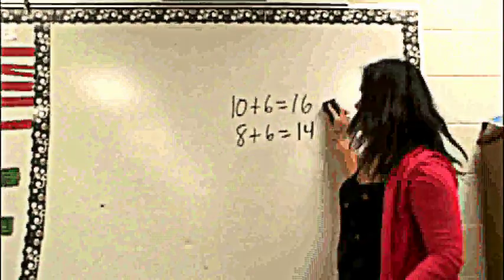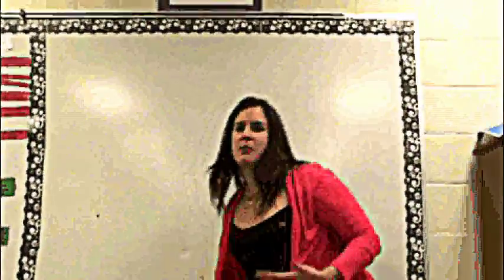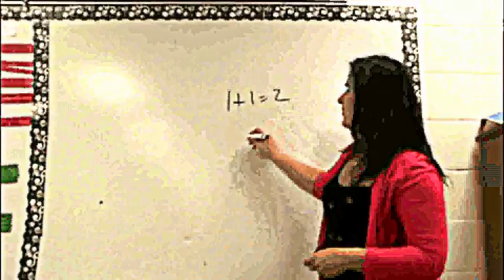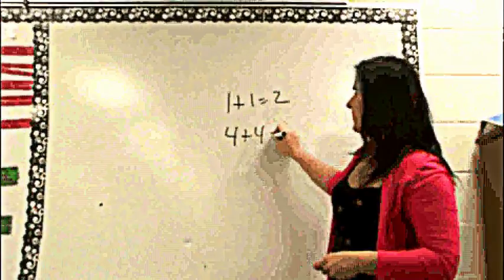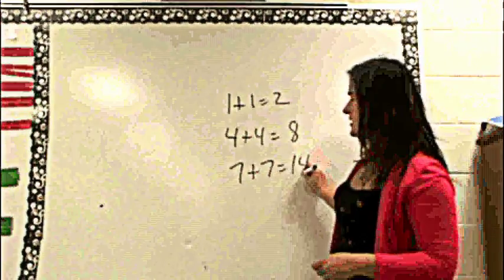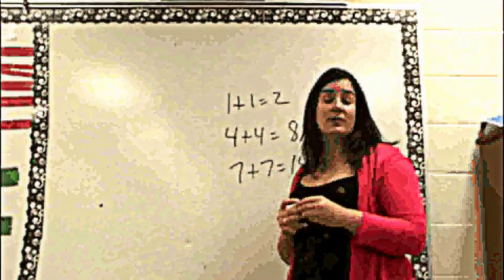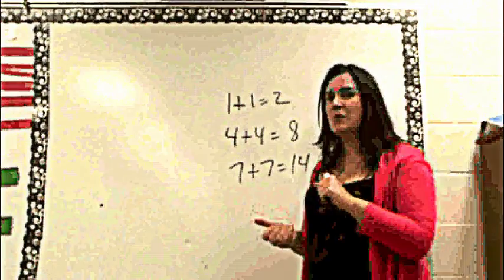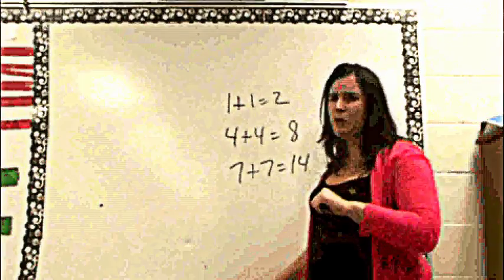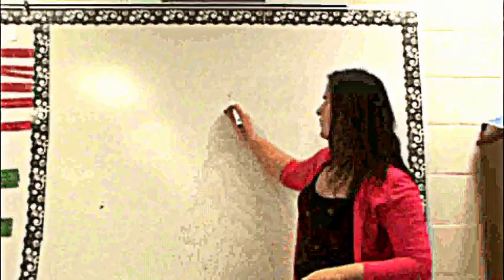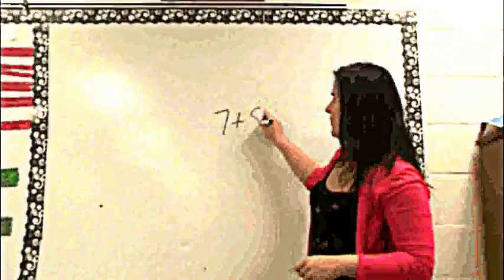So once you're done with the 8 and the 9 strategy, what you want to work on is really your doubles. Students should know their doubles strategies, right? They should know that 1 plus 1 is 2, 4 plus 4 is 8, 7 plus 7 is 14, and so on. Once they've established a knowledge of their doubles, you want to look at numbers that are close to the double, so the doubles plus or minus 1, or in other words, numbers that are just 1 apart.